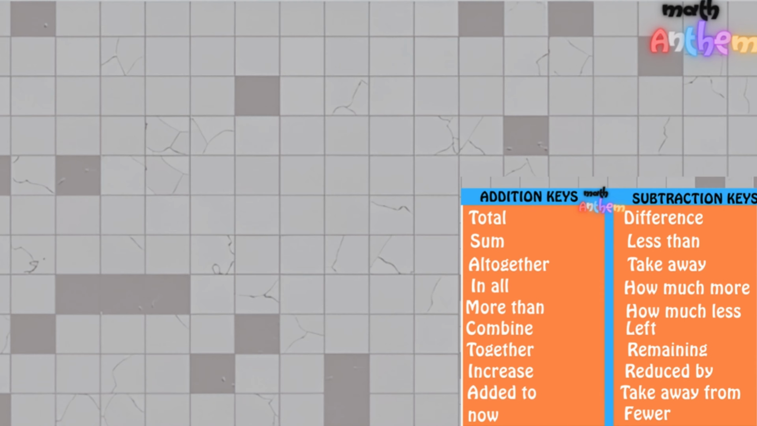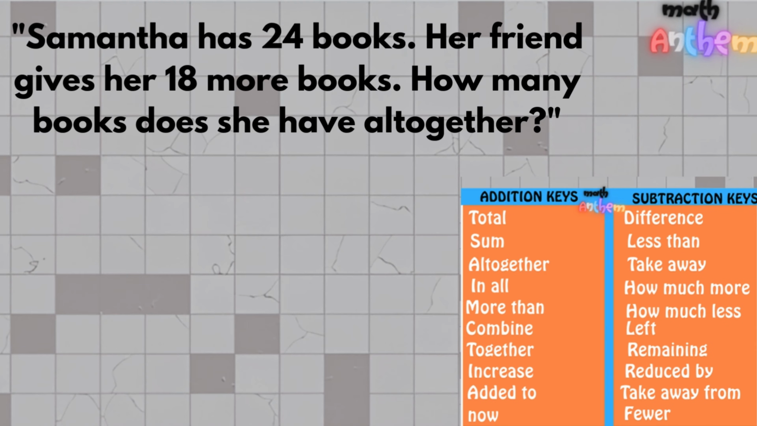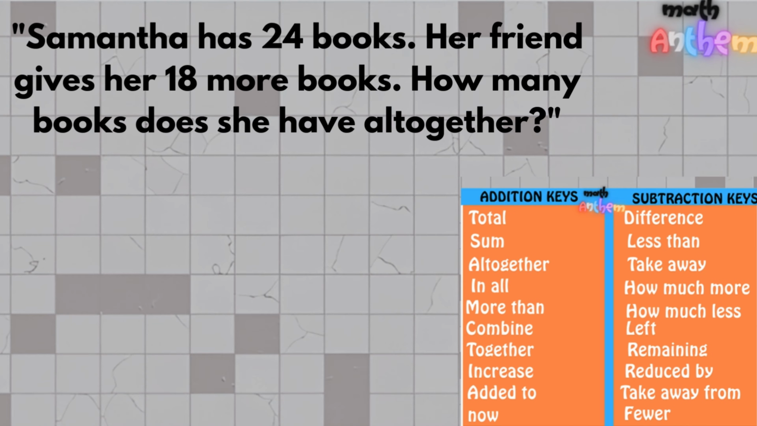There is a clue. I will put it right here, so it will be easy to identify some of the problems. Let's take a closer look at this problem and see how we can solve it. Samantha has 24 books. Her friend gives her 18 more books. How many books does she have altogether? Let's put these numbers together and find out what we get.